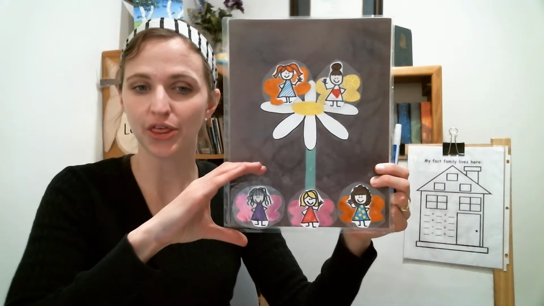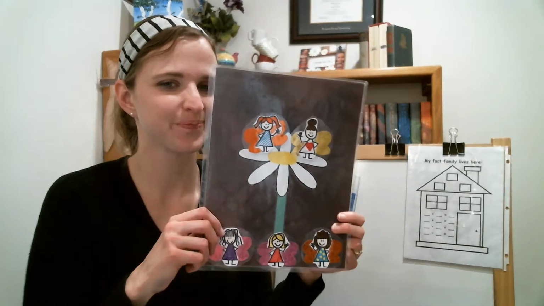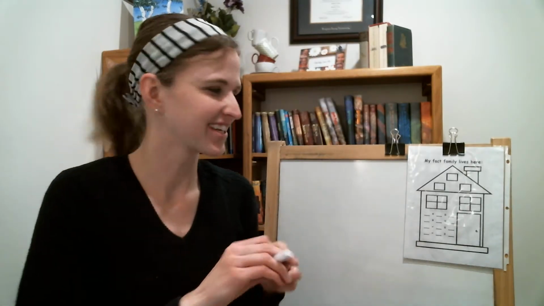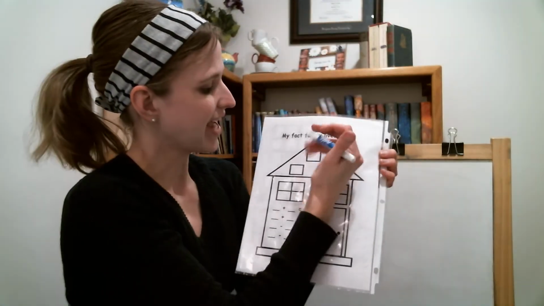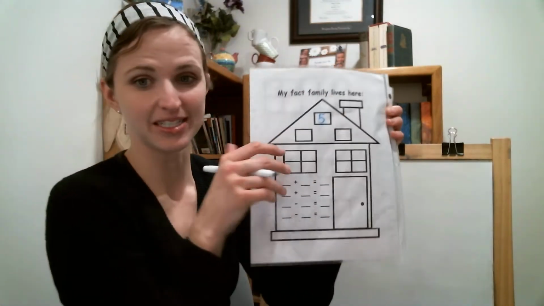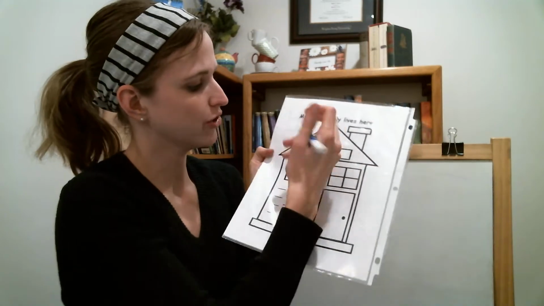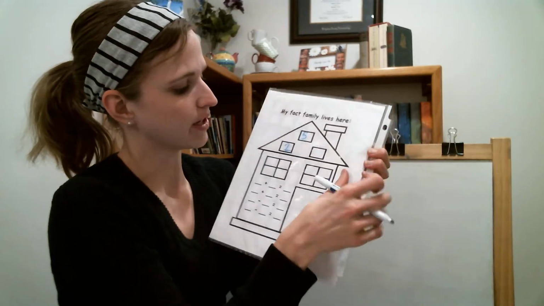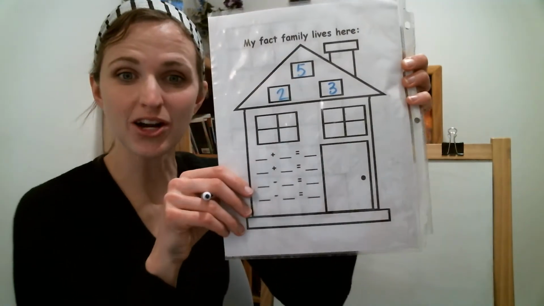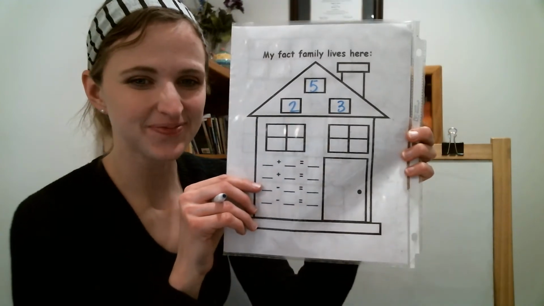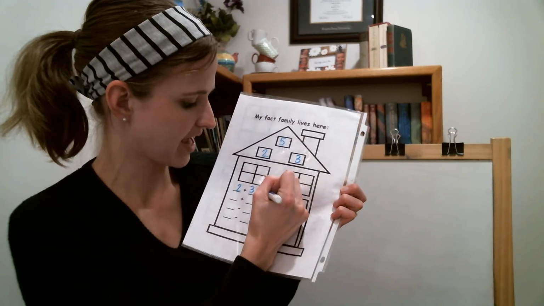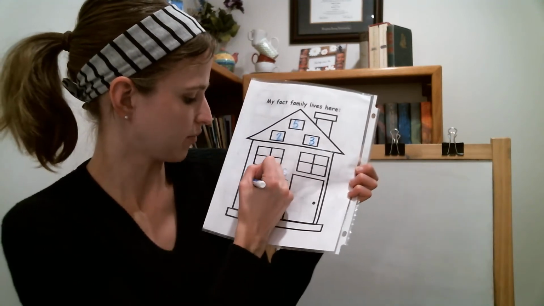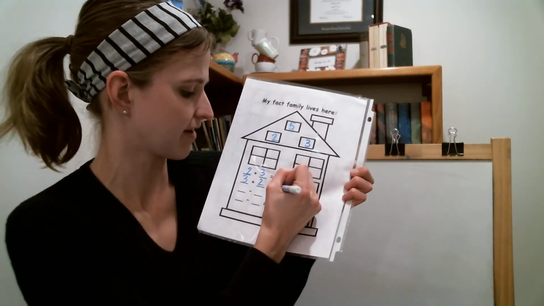2, 3. What number will represent the whole? 5. Good! Let's fill out our fact family. So I have 5 is my whole. 2 was one part. 3 was the other part. What are my addition problems? 2 plus 3 equals 5. Or 3 plus 2 equals 5.